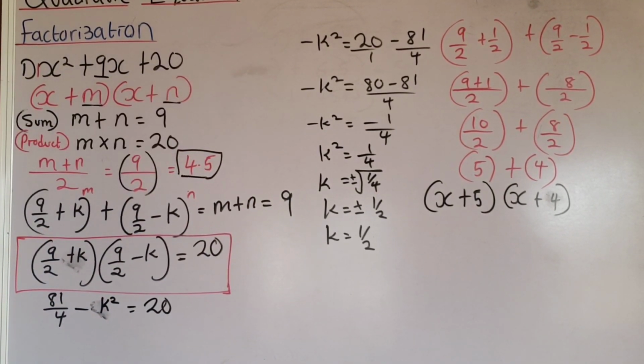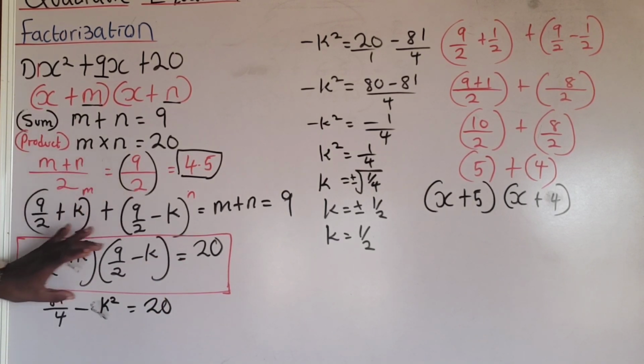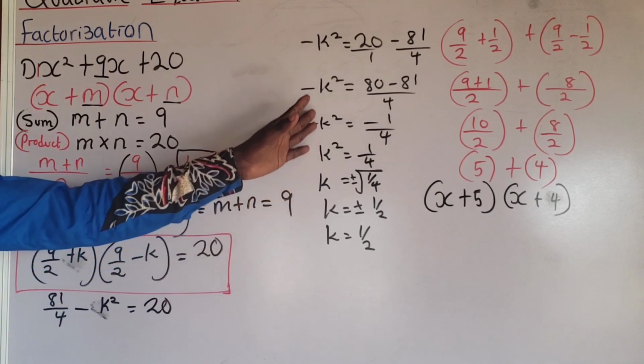Okay. Now, since we know that this is the value of m and this is the value of n, the product of your increase and decrease must be equal to 20. You understand? That is, the product of this and this must be equal to 20. So having done that, it's just like the difference of two squares. So I have 81 over 4 minus k squared. Then you determine the value of k.